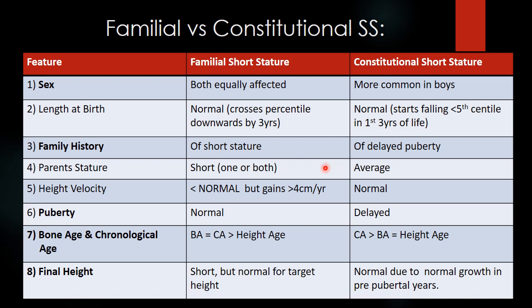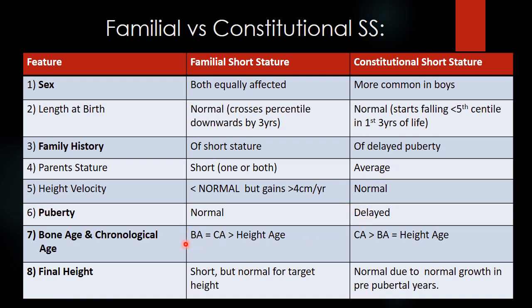Now, the familial and constitutional short stature being the commonest causes of short stature that we come across, it is important for us to understand their differences. Constitutional short stature is more common in boys. The family history of short stature would be present in the familial short stature, but there would be history of delayed puberty in constitutional short stature. Of course, the stature of parents would be short in familial, but in constitutional they would be normal as far as the parental height is concerned.